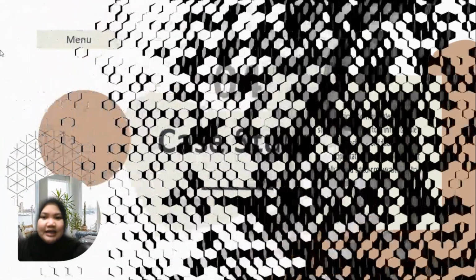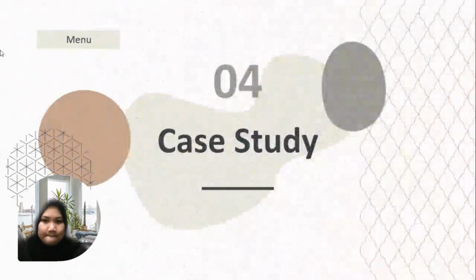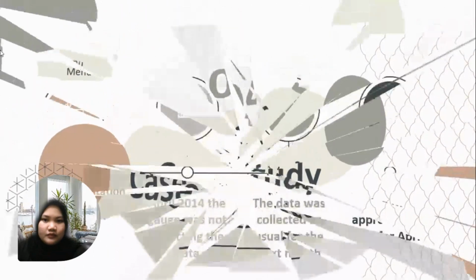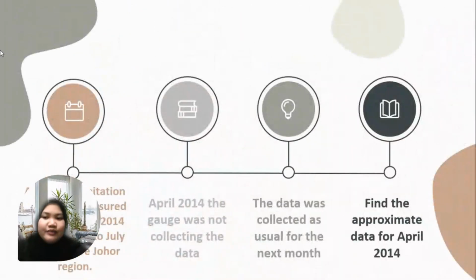So lastly, let's move to the case study. Annual precipitation gauge was measured for a station in 2014 from January to July in the entire Johor region. But somehow, in April 2014, the gauge was not collecting the data. But the data was collected as usual for the next month. So our case study is to find the approximate data for April 2014.